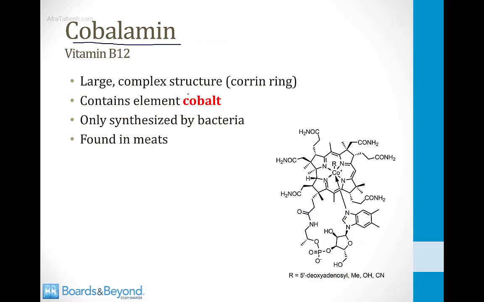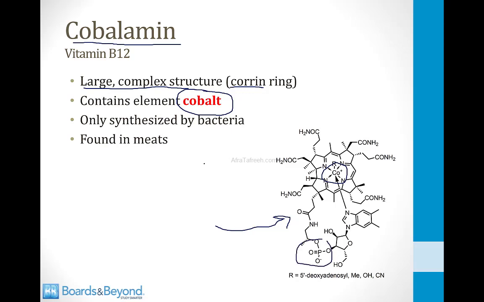and the reason it's called cobalamin is because it contains the element cobalt in its chemical structure. Vitamin B12 is a large complex structure called a corrin ring. This is a picture of vitamin B12 on the screen. You'll notice that it has cobalt at the center of the molecule. You'll also notice that it has lots of oxygens and nitrogens and even a phosphate group, and therefore it is going to be water soluble.